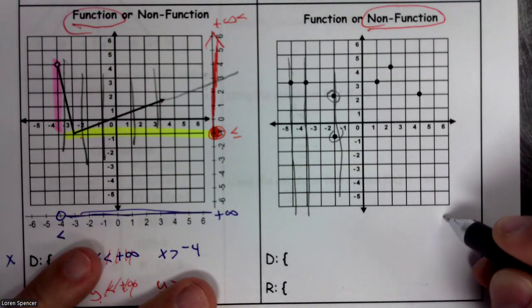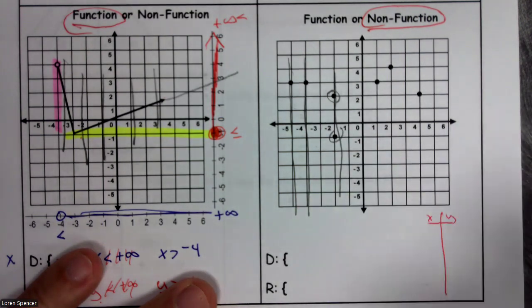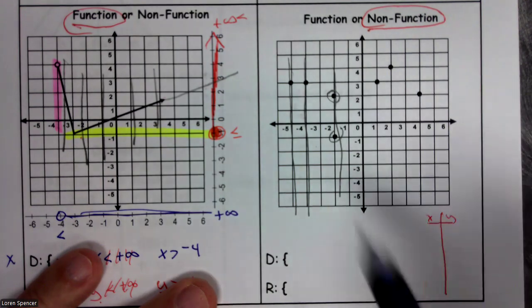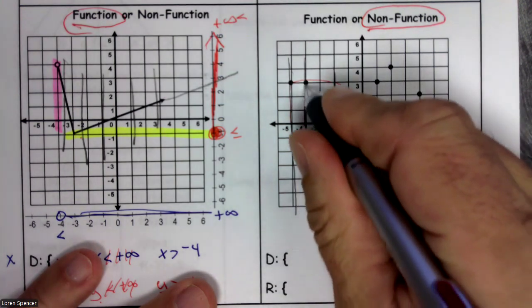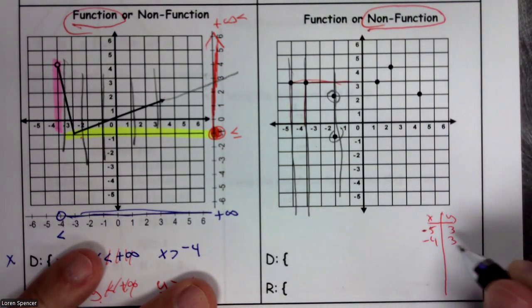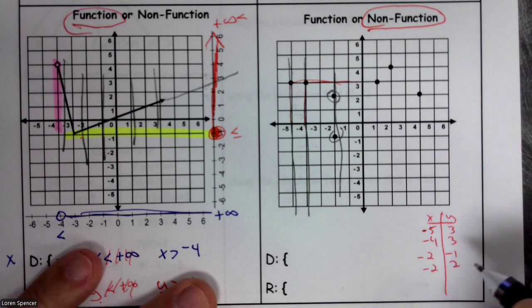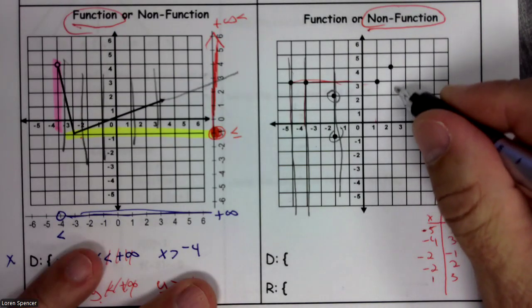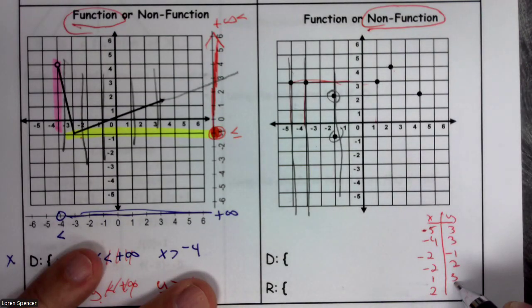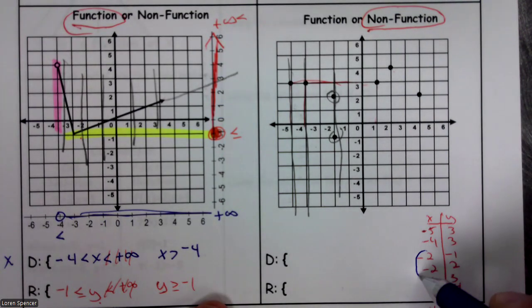All right, the easiest way to do this is to make a t-chart, and I hope I have room for all these points. X values, y values. So I have a negative 5, 3. Then I have a negative 4, 3. I have a negative 2, negative 1, a negative 2, 2. A 1, 3. A 2, 4. And a 4, 2.